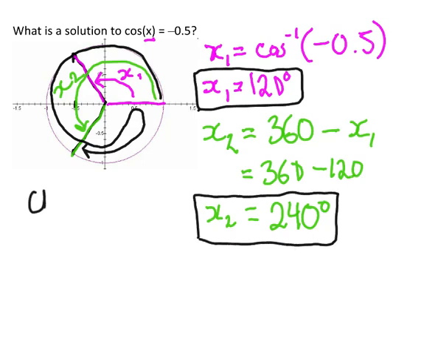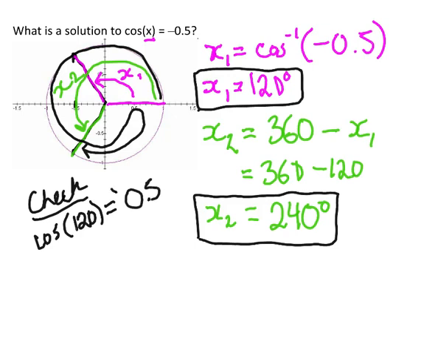You can check on the side. Cos of 120 is indeed negative 0.5, and cos of 240 is also negative 0.5. So that all checks out.